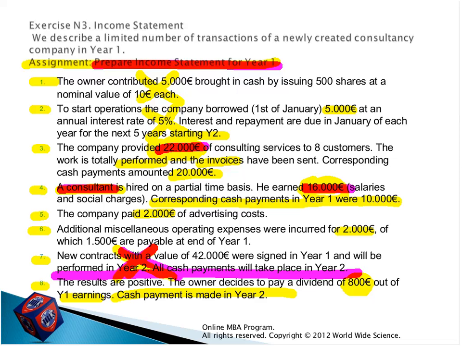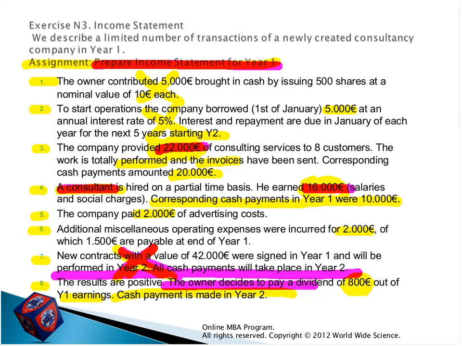Some of you are asking about the dividends. Here we say that the owner decides to pay the dividends. When we pay dividends to our shareholders, in our accounting it seems that the money goes out from the company, right? That means we can assume this is like a company expense. It's not an expense itself, because this is just the interest revenues or dividends.